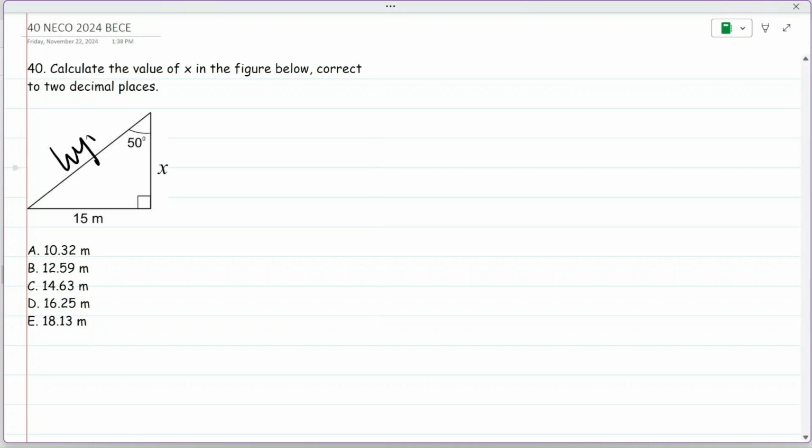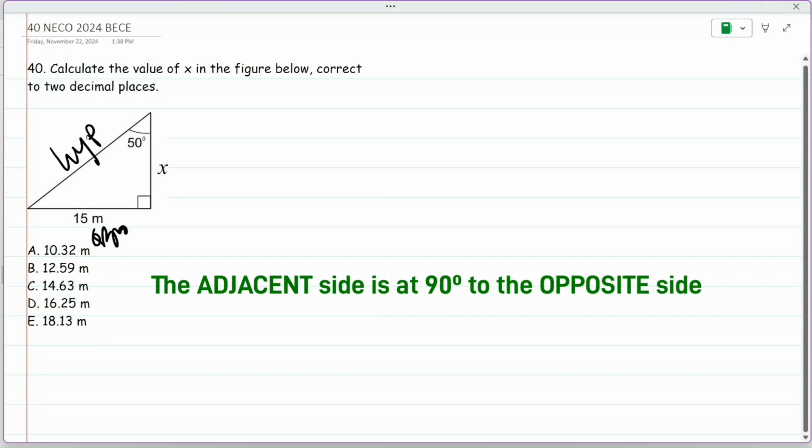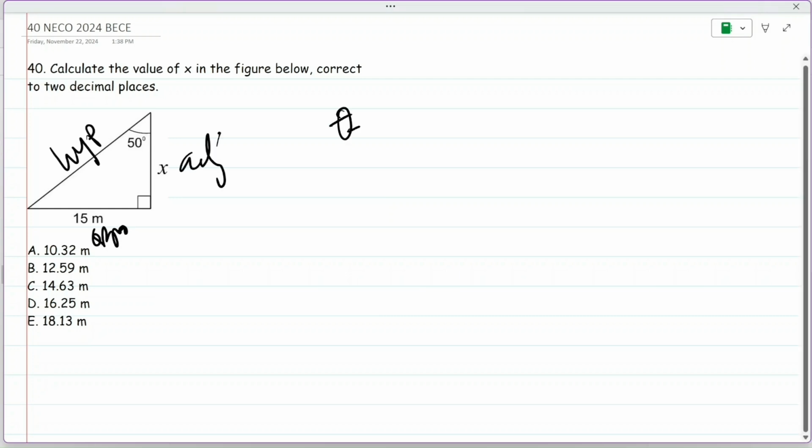The hypotenuse is here. This is your acute angle, that's an angle less than 90. That determines the opposite. The side facing this angle is the opposite. So we have this as our opposite. Then the last part will be the adjacent. Looking at what we have, our angle is 50 degrees, our opposite is 15 meters, and we are looking for our adjacent, which is x.